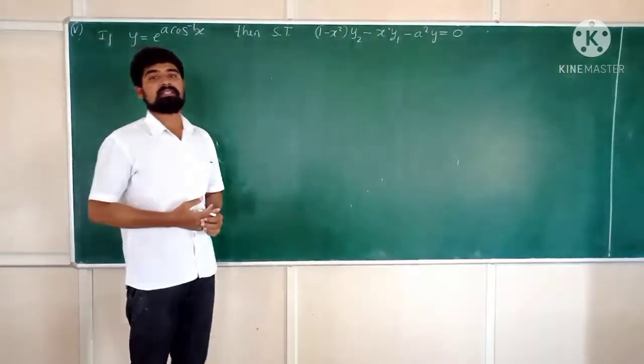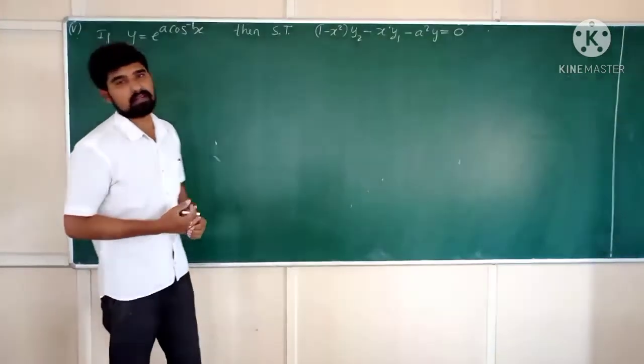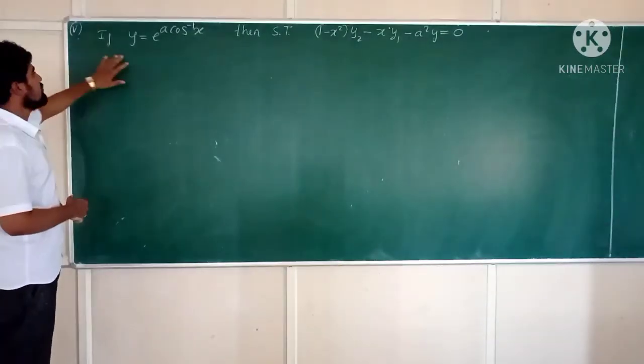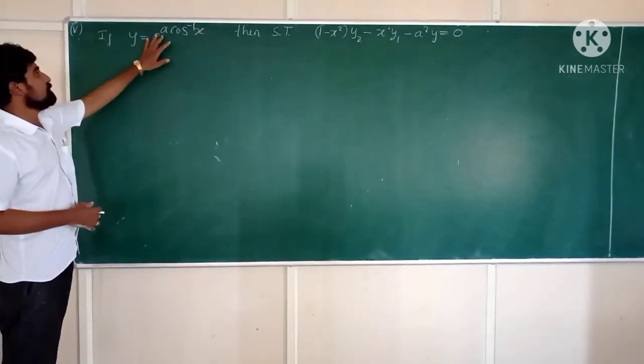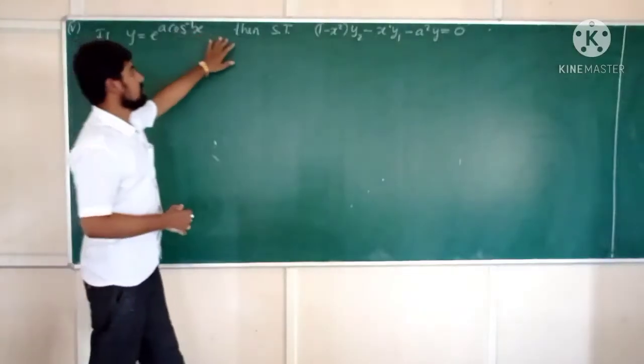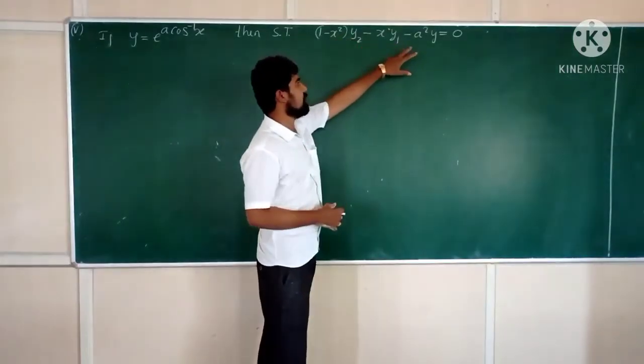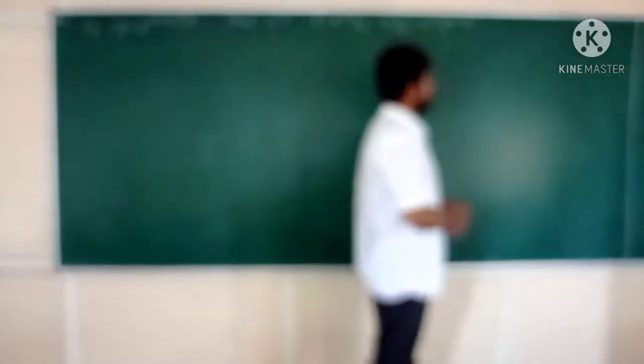Last class we have discussed four questions on second order derivative. Today I am going to discuss from the fifth question. And the question is, if y is equals to e power a cos inverse x, then show that 1 minus x square into y2 minus xy1 minus a square y is equals to 0.